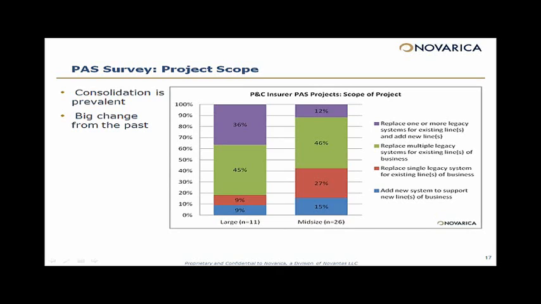So really, consolidation and simplification is a prevalent approach that's going on in the market right now. And that is a big change from 4 to 5 years ago, where we would more commonly see a new system to support a new line of business.